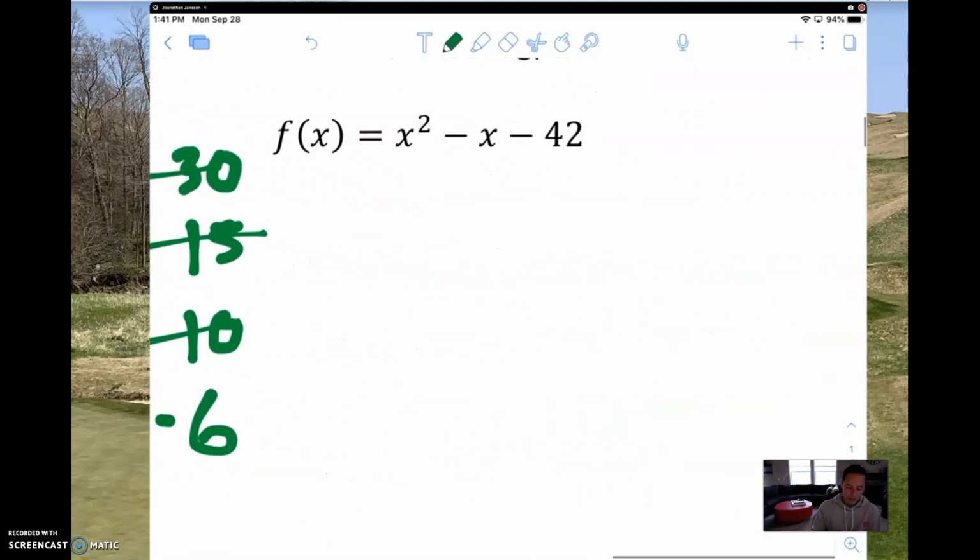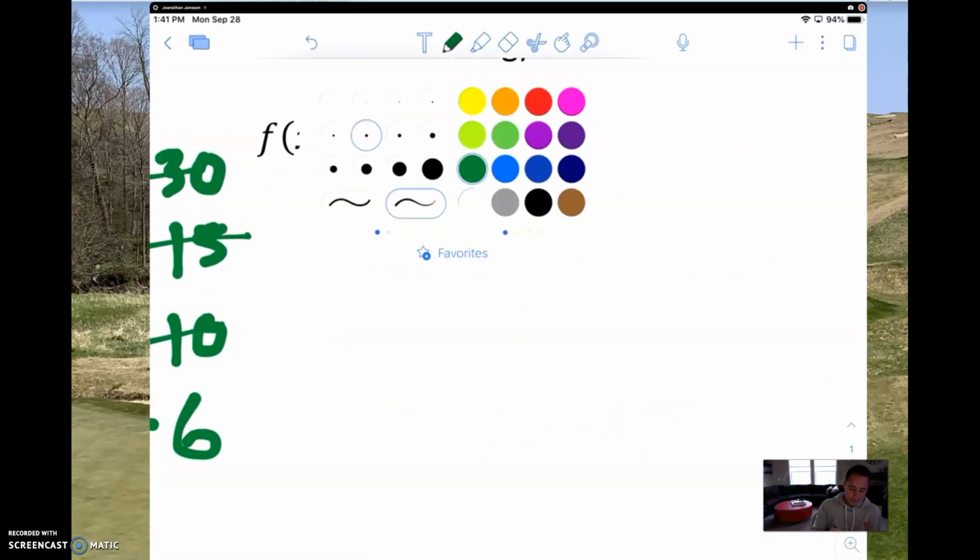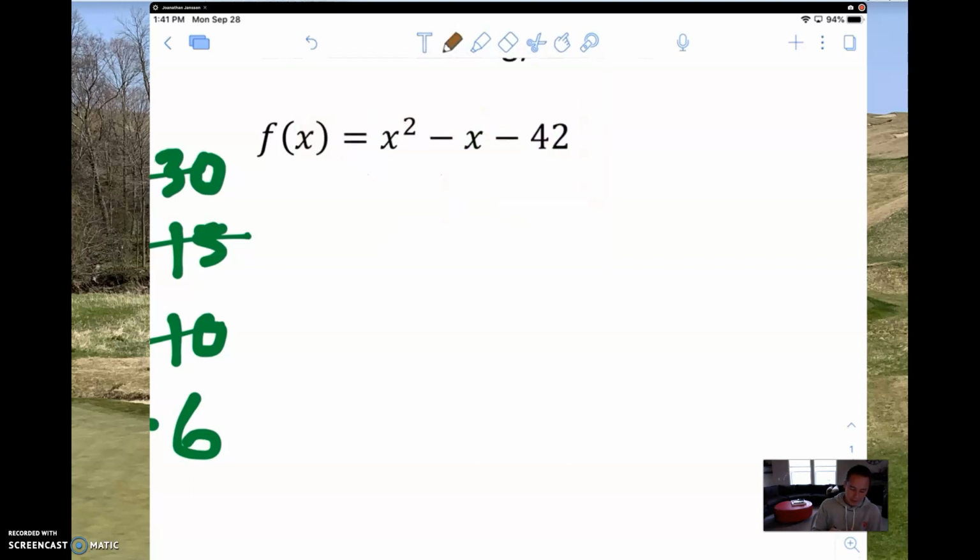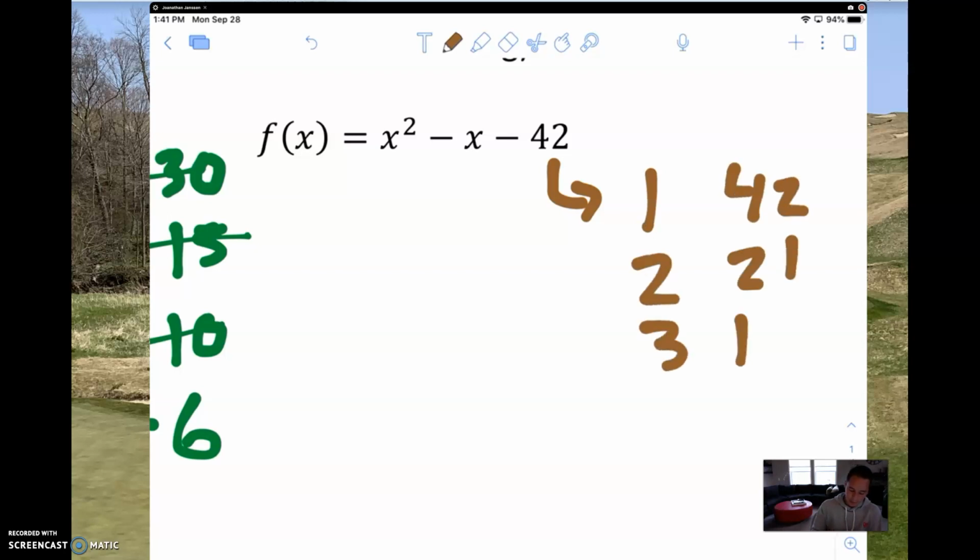And one more example. We'll start by listing out all of the things that could multiply to a 42. That would be 1 and 42, 2 and 21, 3 and 14, 4 doesn't work, 5 doesn't work, but if you have 6, it can go with the 7. And we have to find the combination that adds or subtracts to, in this case, negative 1x. So that negative x just means negative 1.